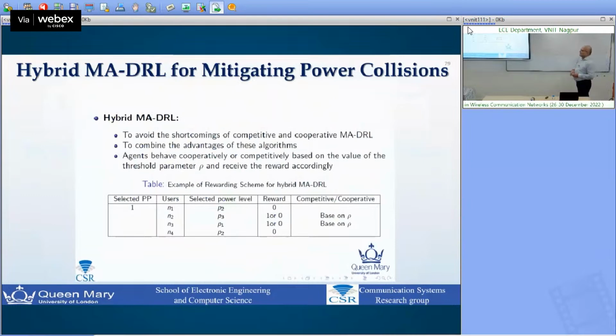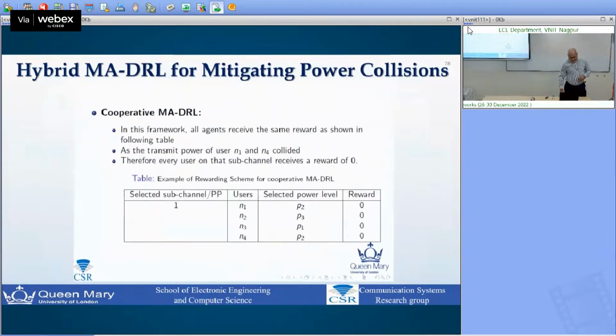Why we are going to have hybrid is because, in terms of convergence, competitive and cooperative differ performance wise. In terms of the final reward performance also they differ. So by having an appropriate threshold, we can achieve the benefit of both cooperative and competitive. So here, for this power selection, the power collision problem, we are going to have the hybrid scheme.